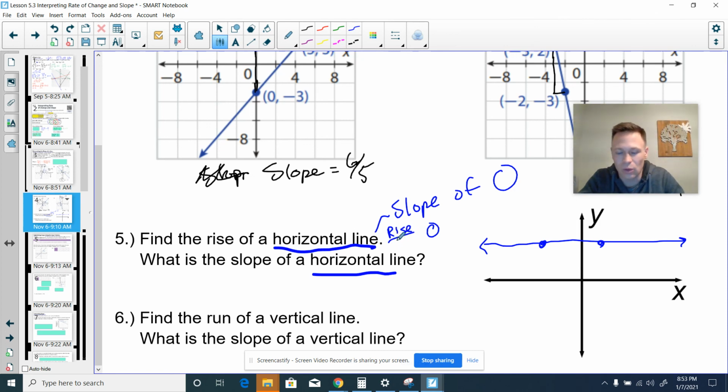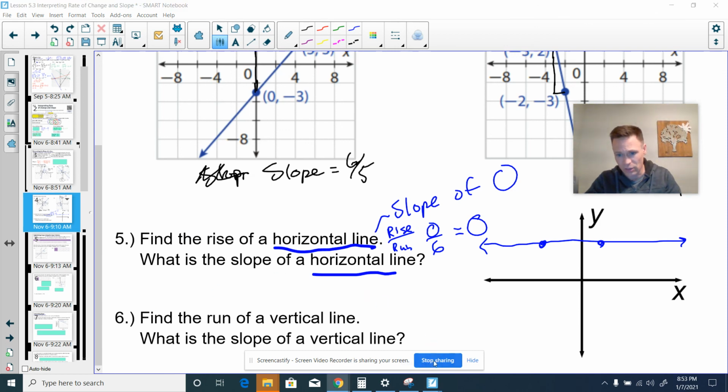And I run, say whatever it is, say 6. So my run is 6. I have 0 over 6. If you take your calculator and take 0 divided by any number, you're asking yourself, how many times does that number go into 0? And that answer is always 0. So the slope of a horizontal line is always 0, and that's because the rise is 0.